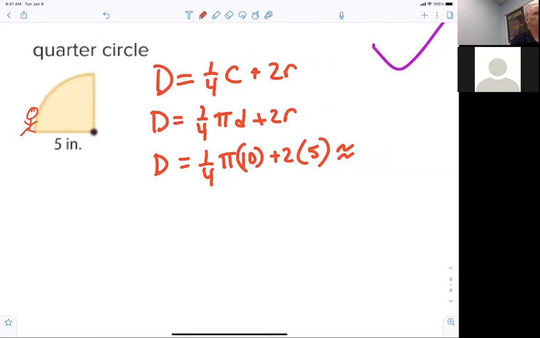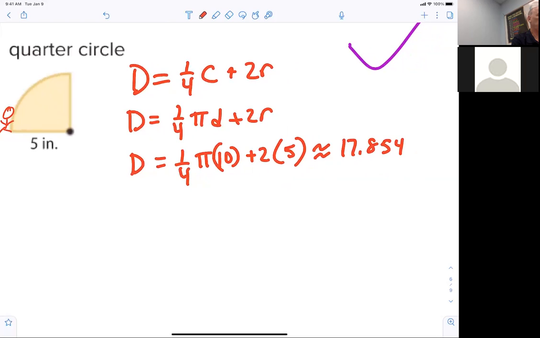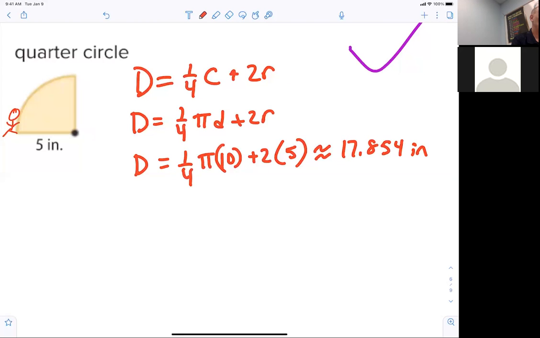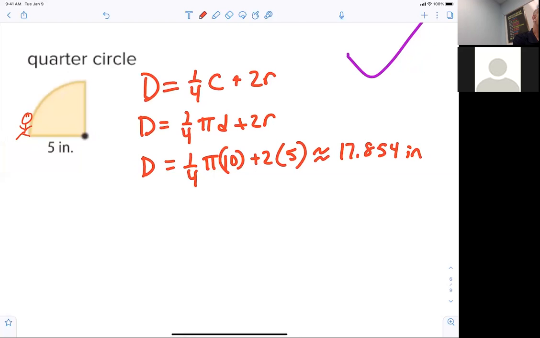Okay, good. 1/4. Can you type 1/4 in? Times pi times 10 plus 2 times 5. And what is that? Anybody else get that? Plus 2 times 5. There's 2 radii. 1, 2. And they're both. What do you think? Yes. Because why? 2 times 5 is? Yes. There you go. Come on.